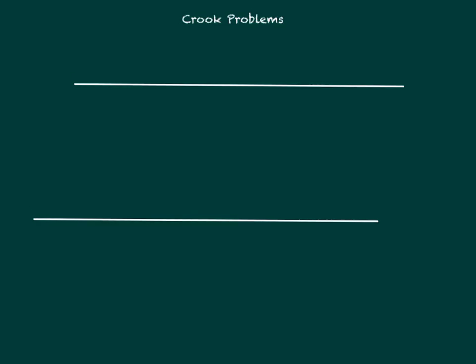Okay, crook problems are fairly common in this chapter, and here's how they work. We're usually given two parallel lines. So let's take line A and line B. And through lines A and B will be kind of a jagged line. It's not really a line at all, right? It's just a series of segments.